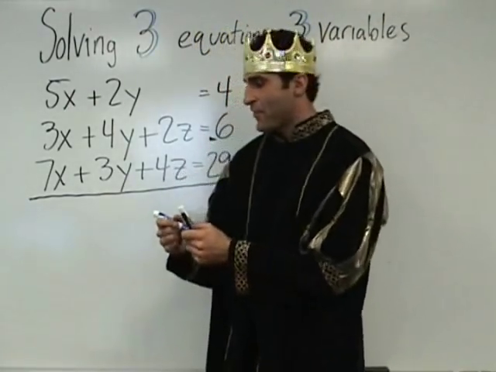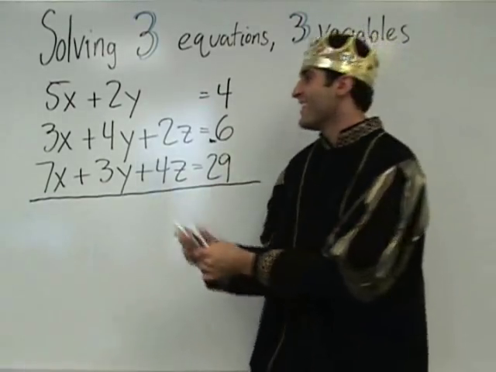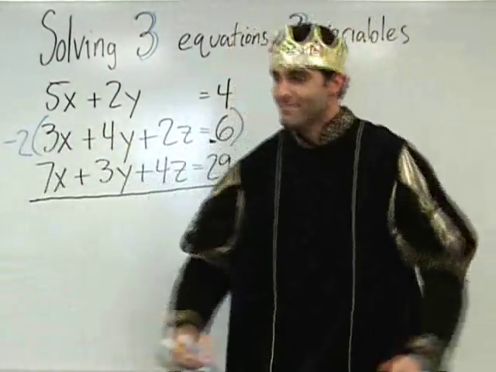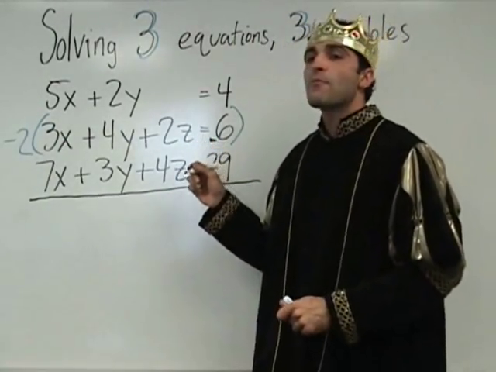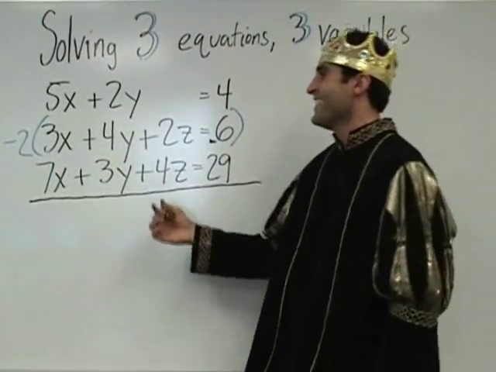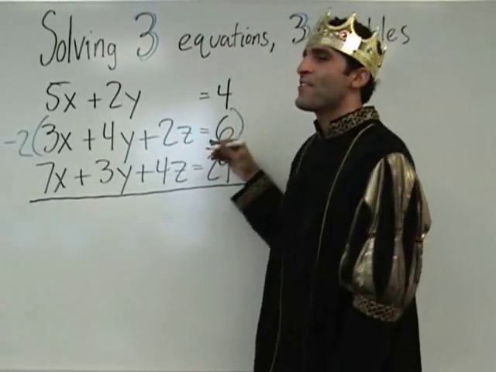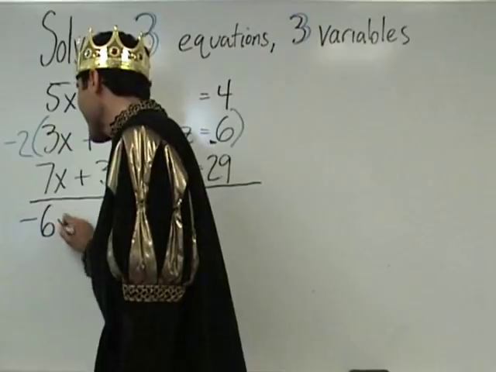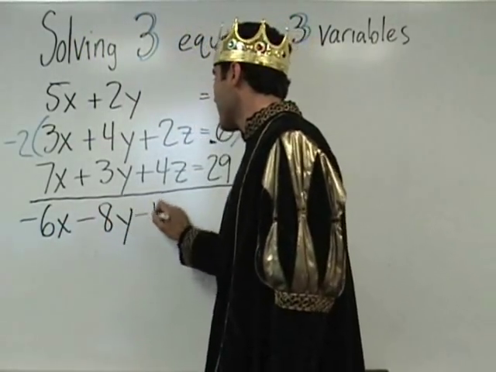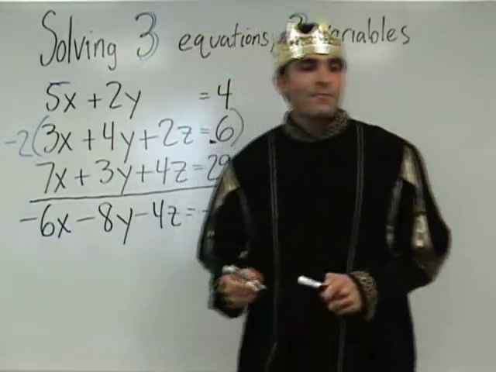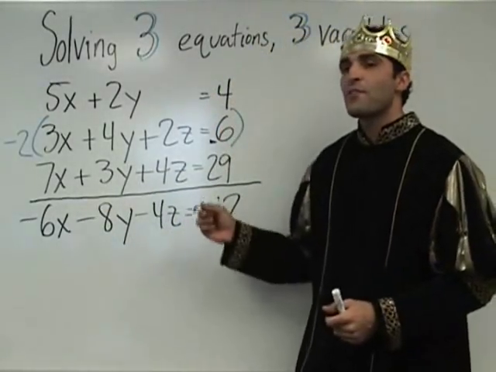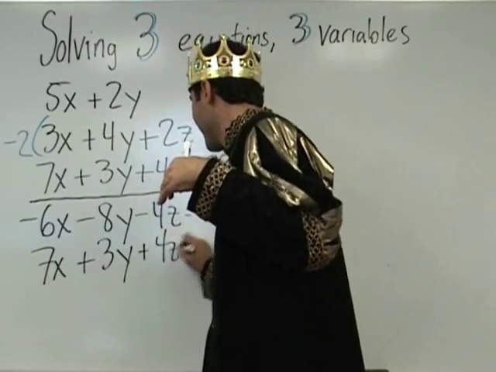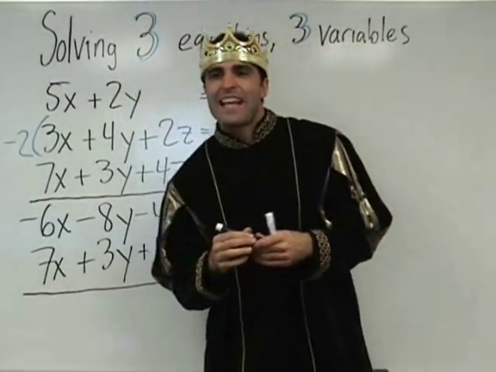It's fun. So let's do it with math. So we're canceling which variable? Z. By multiplying this equation by negative 2. So the second equation will result in negative 6x minus 8y minus 4z equals negative 12. And the third equation would be 7x plus y plus 4z equals 29.